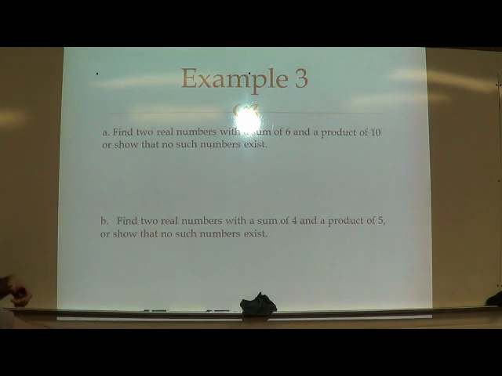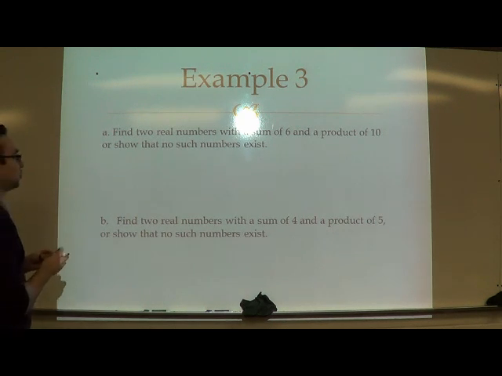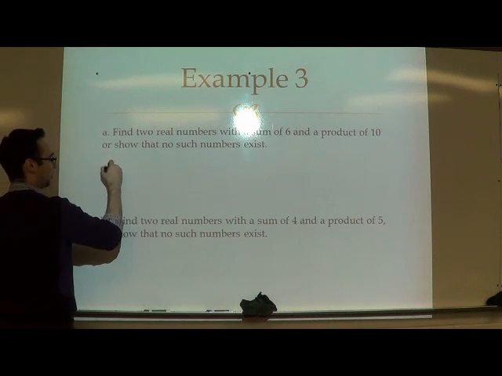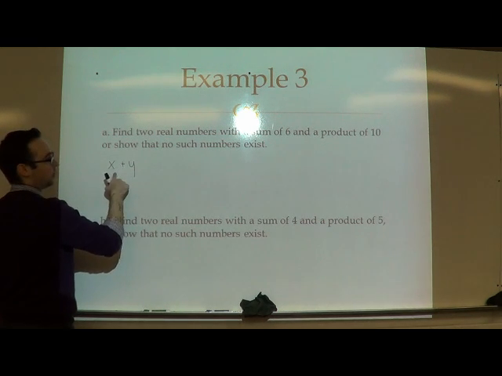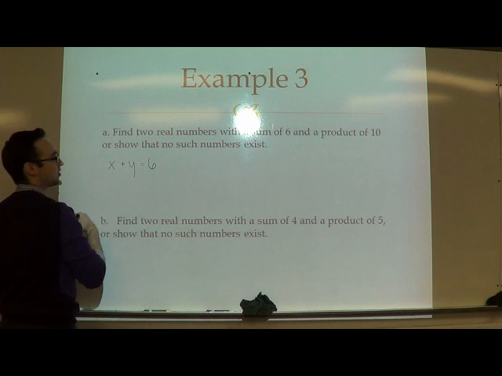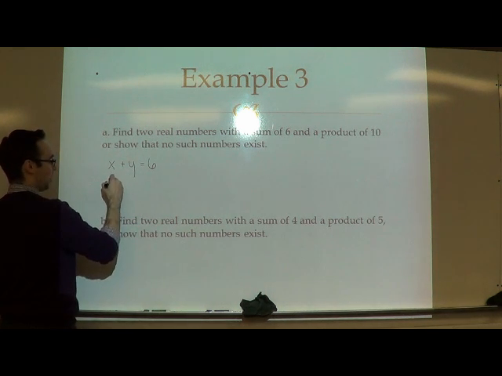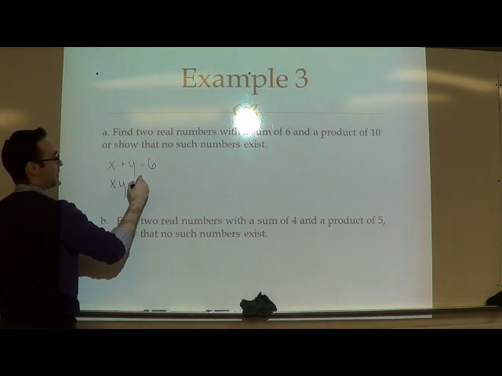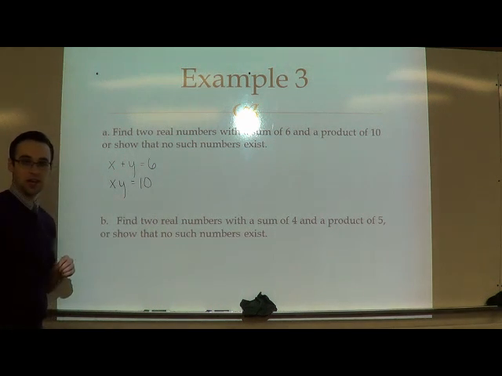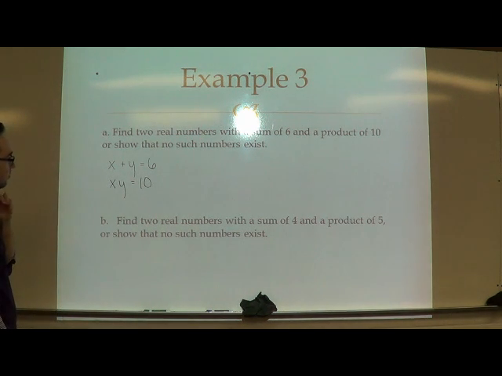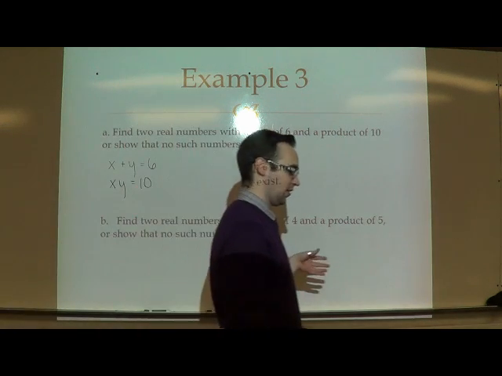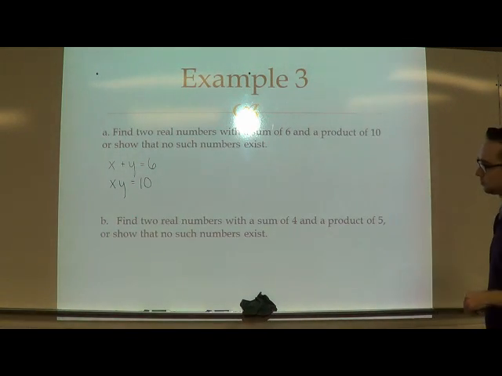So it says, find 2 real numbers with a sum of 6 and a product of 10, or show that no such numbers exist. So what they want us to say is 2 real numbers, let's call them x and y, so that their sum, when we add them, is 6, and they have a product, x times y, which equals 10. So as we look at these, we can see that we have a system of equations.